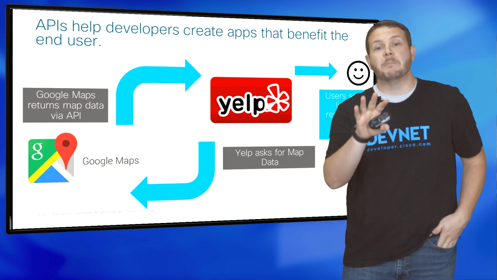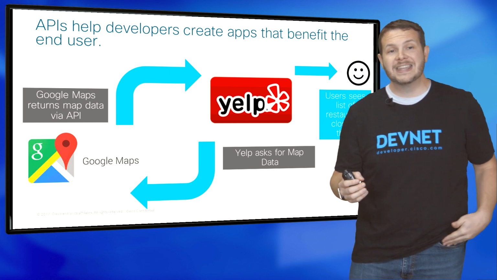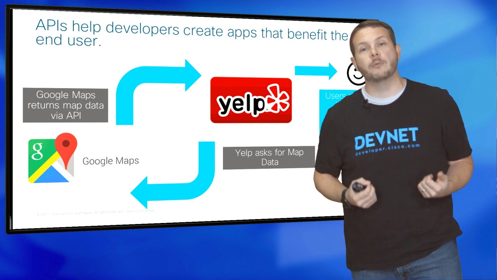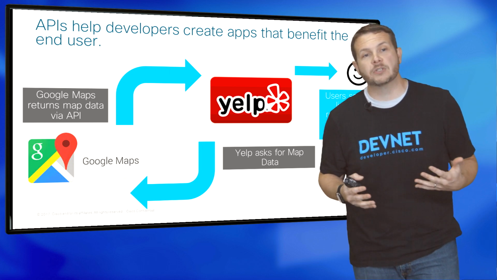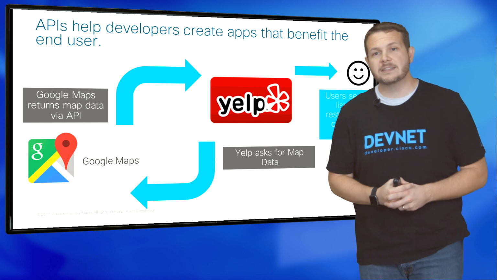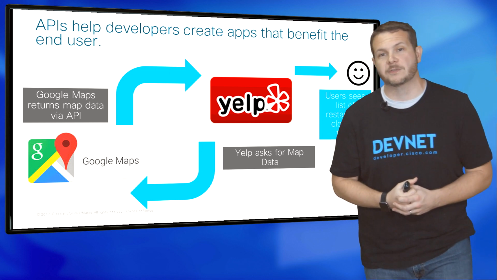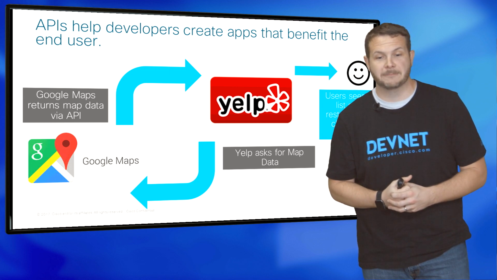So when Yelp needs the map data to identify which restaurants are closest to a user, they request that information from Google Maps. And Google Maps can return all of that data via the API in a standard fashion, which lets us have our smiley face because we can figure out which restaurant makes the most sense for us at the end of a long day.